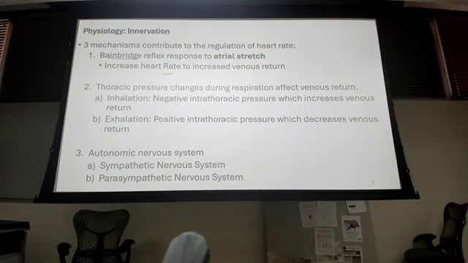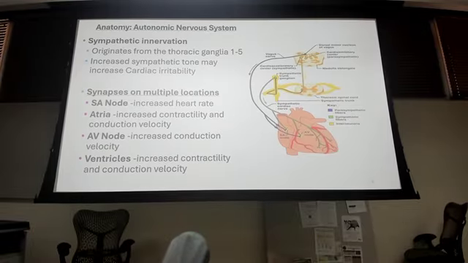But the main way that other systems are going to interact with the heart is the use of the autonomic nervous system, which we know there's the sympathetic side of things, which is your fight or flight response, right? And then you have your parasympathetic, which is your rest and digest.